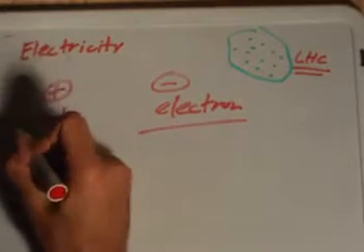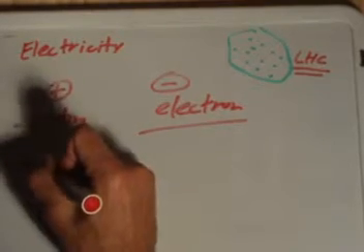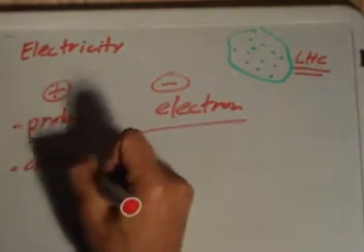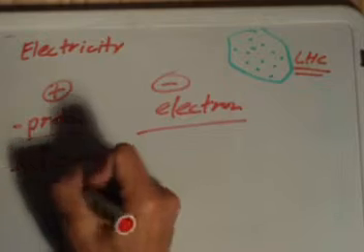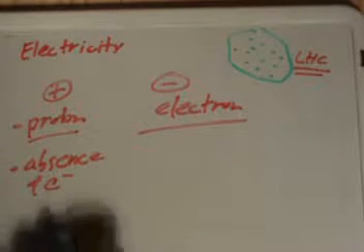And positive charges can be protons in some cases here, but in most cases, a positive charge really comes from an absence of electrons. So an absence of electrons is really where positive charges come from. And I'll try to illustrate it this way.